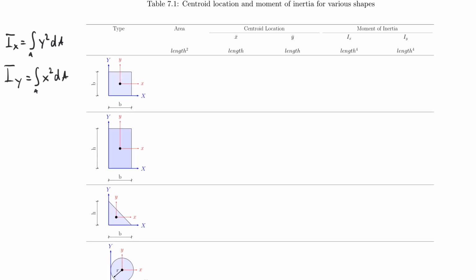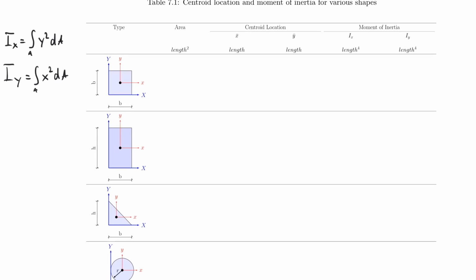For a square, it's very straightforward. You know the area here would be b squared, no surprise there. You know that the centroid location would be b over 2. And same is true for the y direction, b over 2, because it is a rectangle, or actually a square. Therefore, it's identical, x bar and y bar. And the same is true for Ix and Iy.